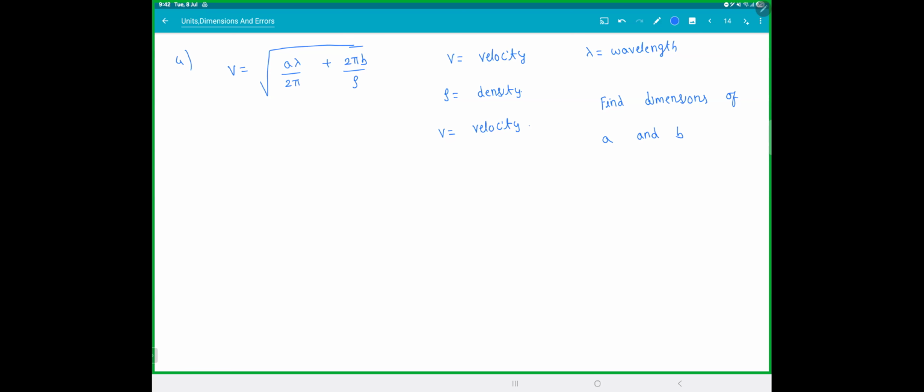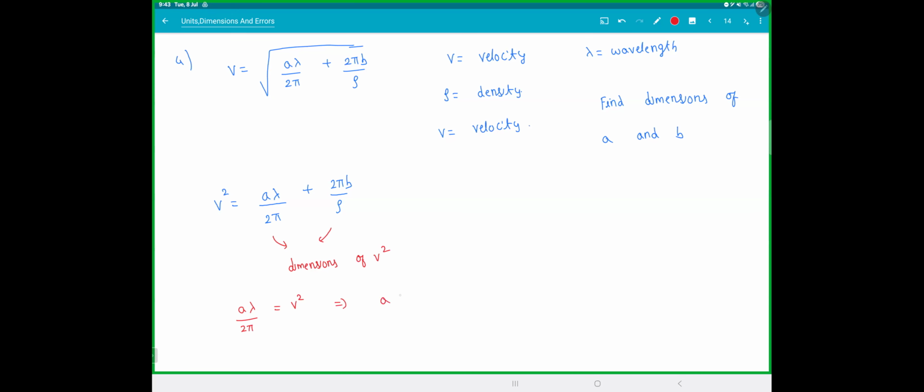Let's see. Yeah, I think most of you got this. So what can I do? I'll square it on both the sides. I'll get V square is equal to A lambda by 2 pi plus 2 pi by B rho. That means they should have dimensions of speed square. So this and this will have dimensions of V square. So A lambda by 2 pi will have dimensions of V square.